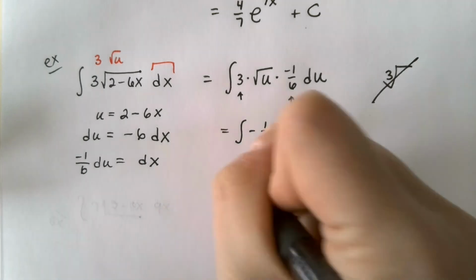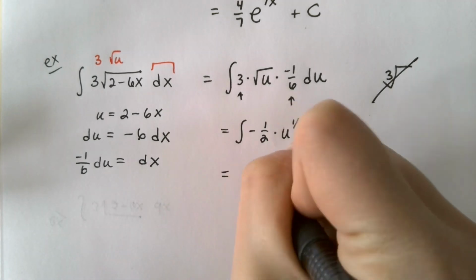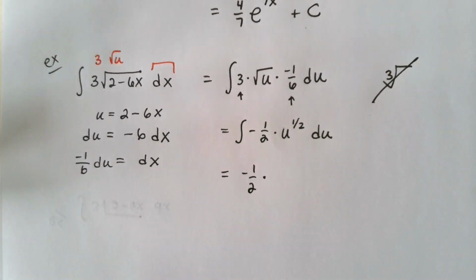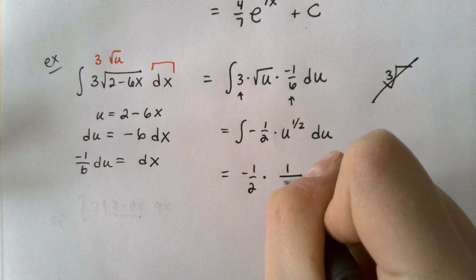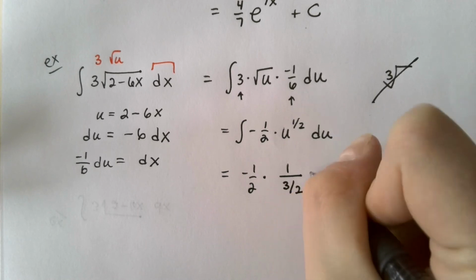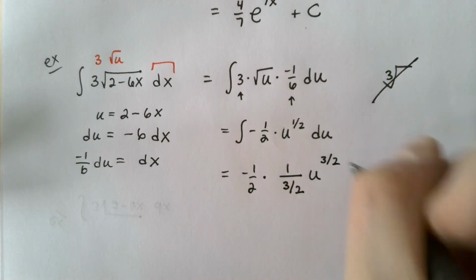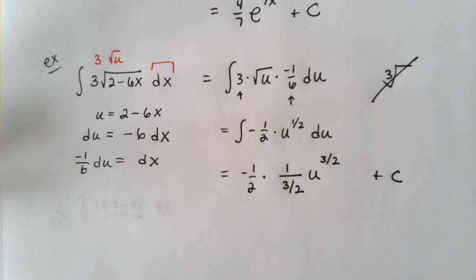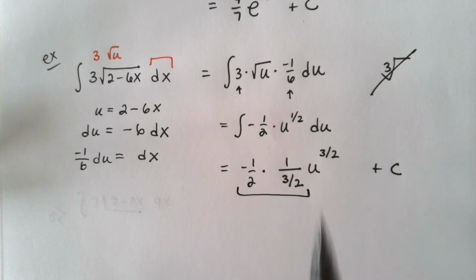All right, so now I can actually integrate. The negative 1/2 carries down. U to the 1/2, I'll use the power rule. So I have 1 over 1/2 plus 1 times u to that same number. Okay, so we've got a little bit of cleanup with the constants here. And then I also am going to swap out the u for 2 minus 6x.